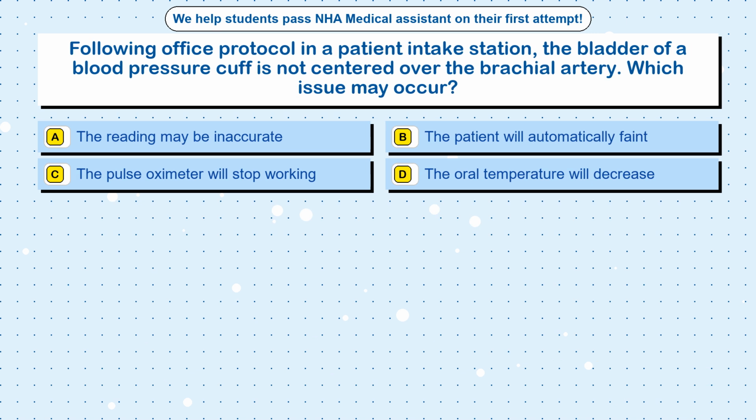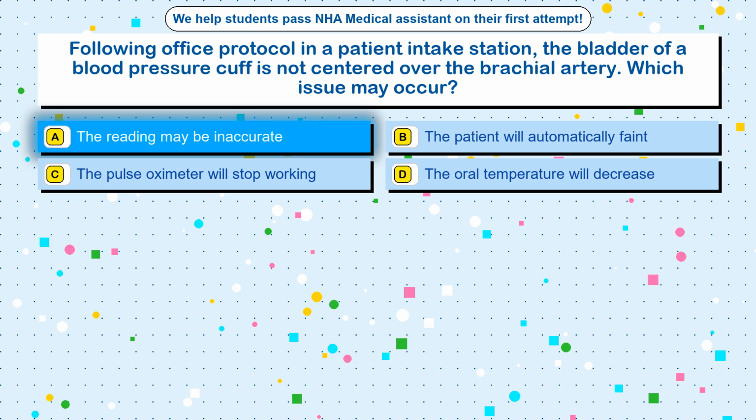Question 26. Following office protocol in a patient intake station, the bladder of a blood pressure cuff is not centered over the brachial artery. Which issue may occur? Option A, the reading may be inaccurate. Option B, the patient will automatically faint. Option C, the pulse oximeter will stop working. Option D, the oral temperature will decrease. The correct answer is option A, the reading may be inaccurate.